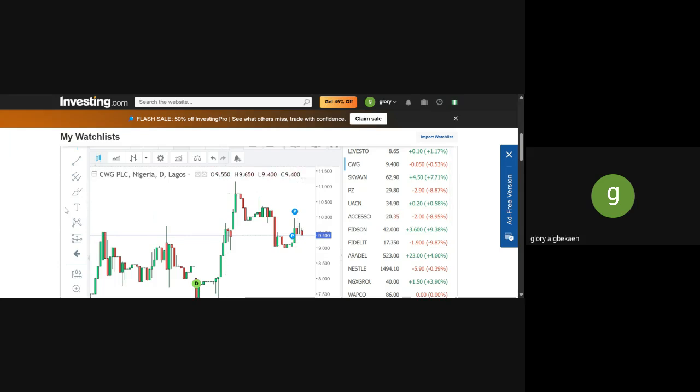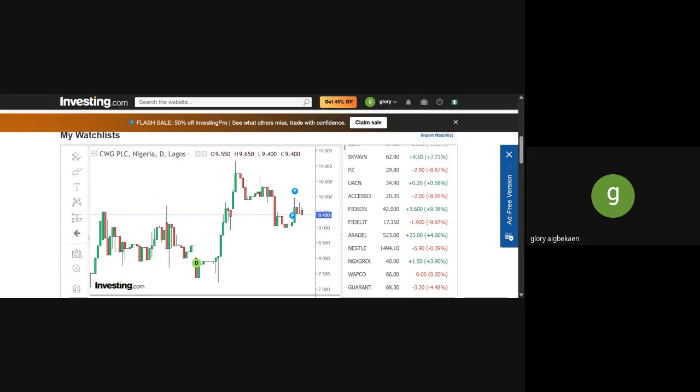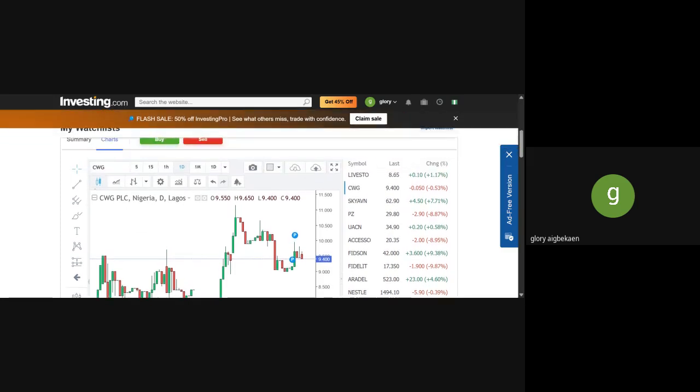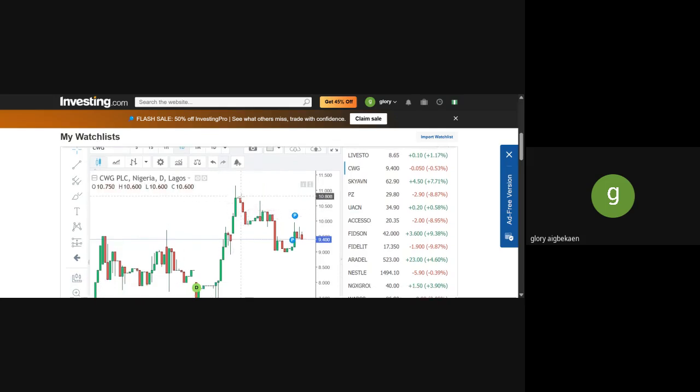That's CWG. That's the chart for CWG. Daily chart, the time frame is daily. Now you see that CWG actually got to a high of 11 naira 15 kobo. You can see it here. If you put your cursor here, you see the high there is 11 naira 15 kobo. But today it's trading at 9 naira 40 kobo.